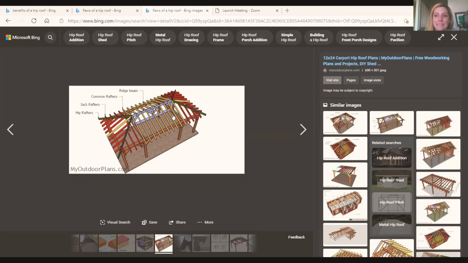Better? Yeah. Okay. I was just saying that I think we found a lot of good information. Definitely some conflicting information.